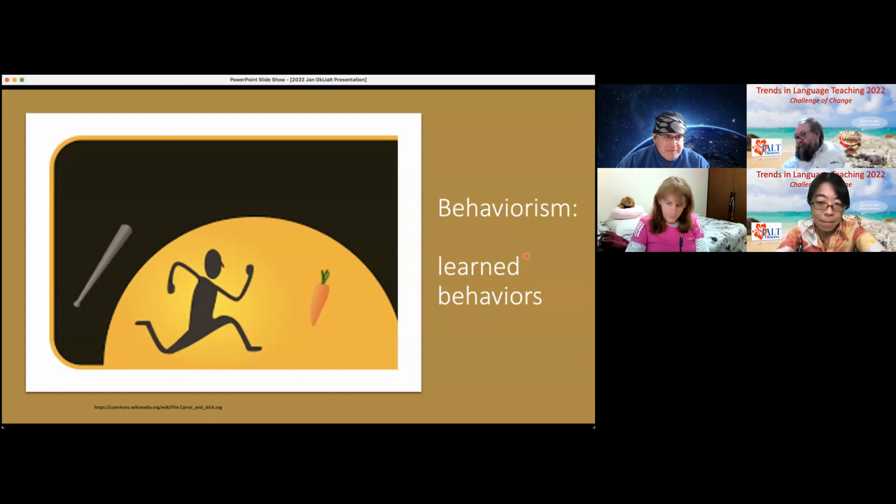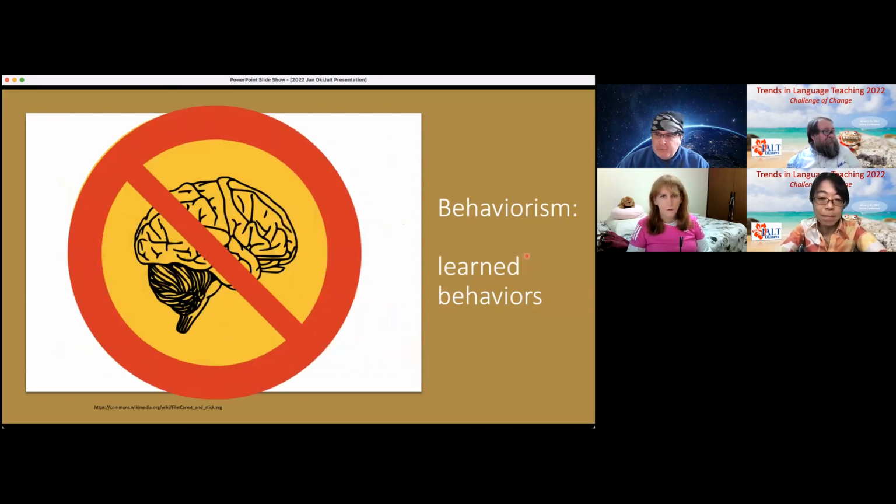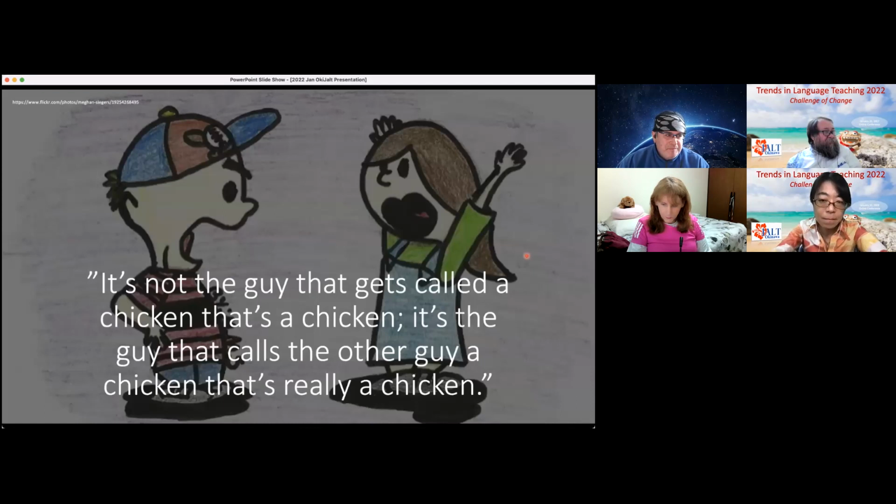We think of behaviorism as the carrot and the stick, motivation, intrinsic, extrinsic, but it's also just visible behavior. What we see is what we get. So behaviorism doesn't really take into account what's happening in the human brain. It's only taking into account what we see that the students do or perform.